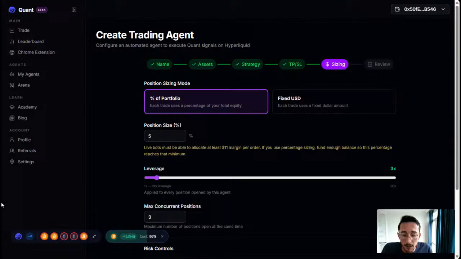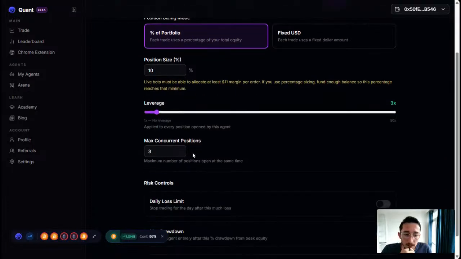So I'm going to put portfolio. I'm going to go with 10% portfolio, and I'm going to keep a 3x leverage. So it means that for every trade, if I put $1,000, it will have approximately $300 with $100 of margin. So it will use $100 from the 1,000, and then it will go 3x leverage.